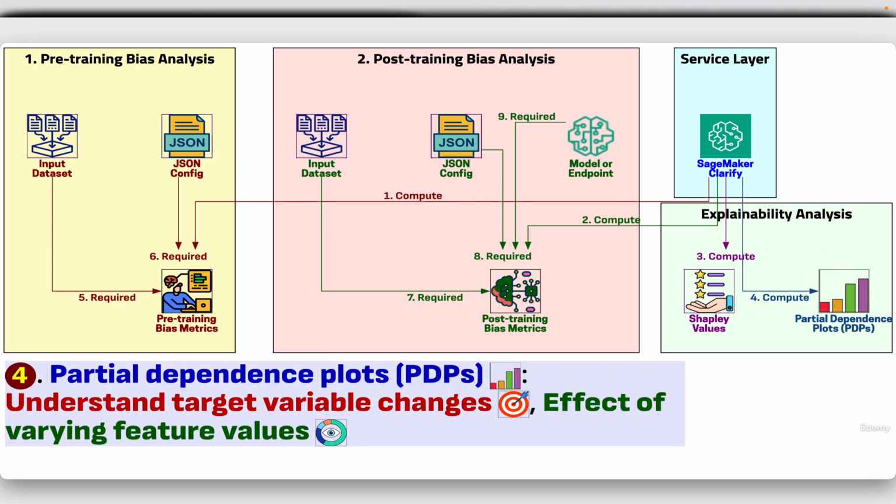Next one is partial dependence plots, PDPs, and this shows one feature's effect and tracks target variable changes. These plots help you understand relationships in your data. They show you how much the final prediction would change if you tweak the value of just one single feature while keeping everything else the same.